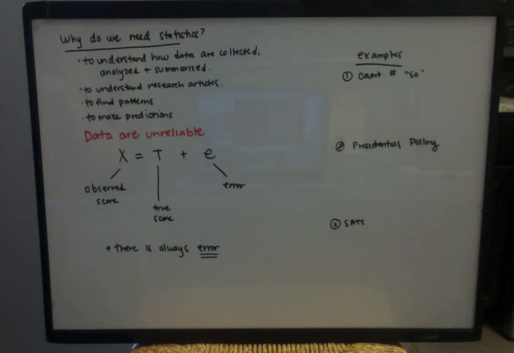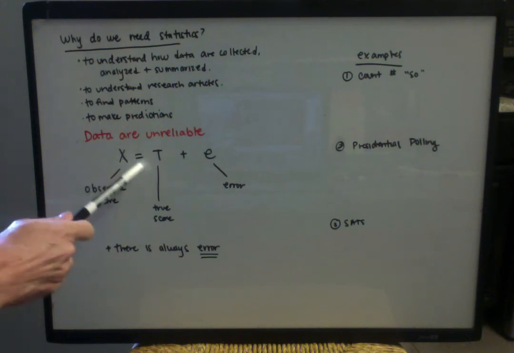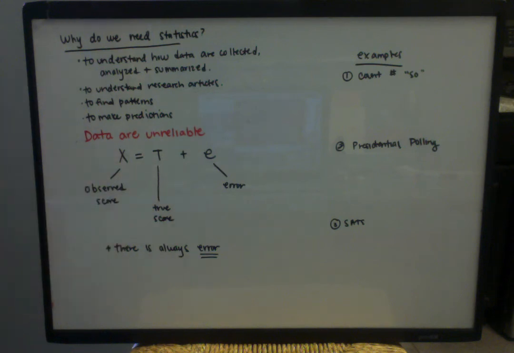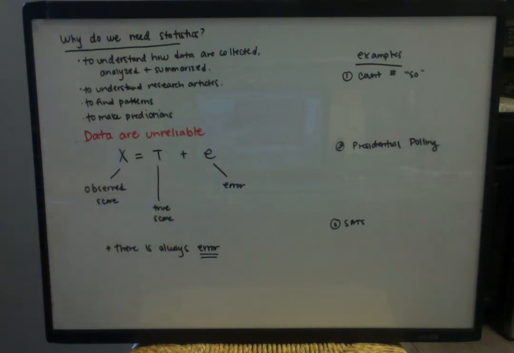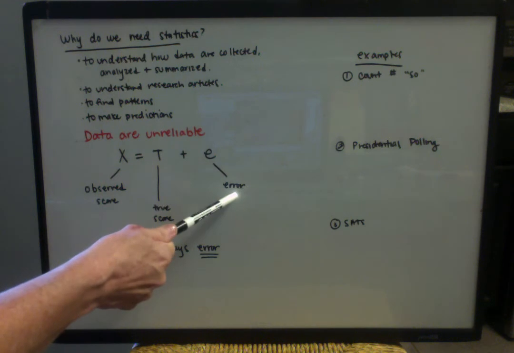We need statistics because data are unreliable. Now I've put a little formula up here for you, and I'm going to walk through it and then we're going to do some examples. So this formula is X equals T plus E, where X is any observed score, T is the true score, and E is error. So basically what this little formula, I know that's confusing to get a formula in week one, but basically what this formula is saying is that anytime we collect any sort of data, there's always error. All right, so there's always going to be error in our measurements.